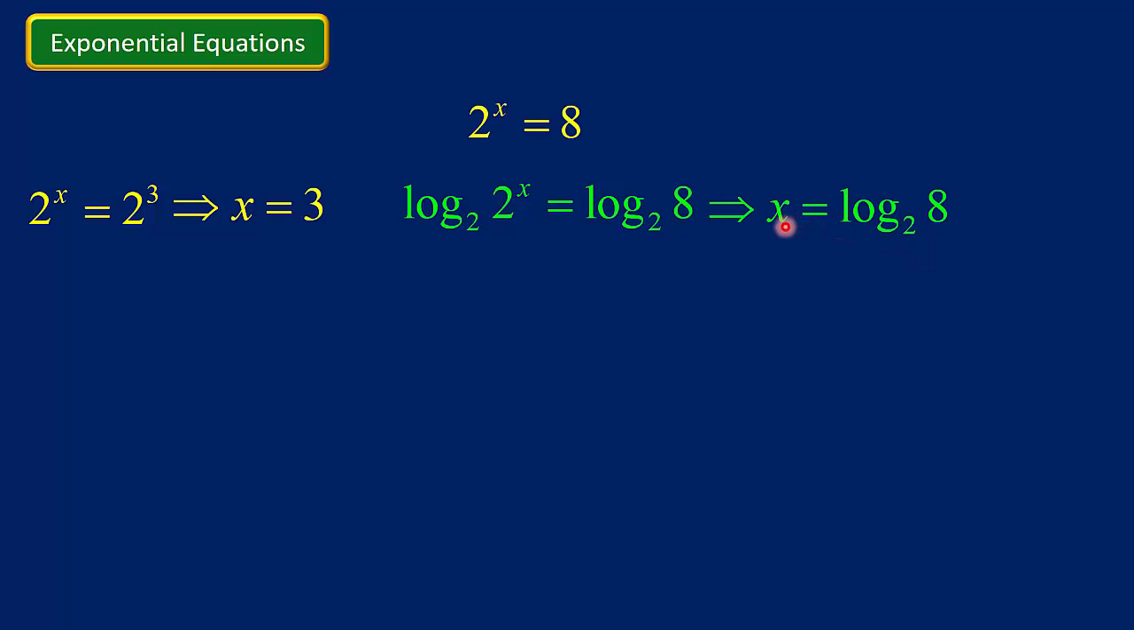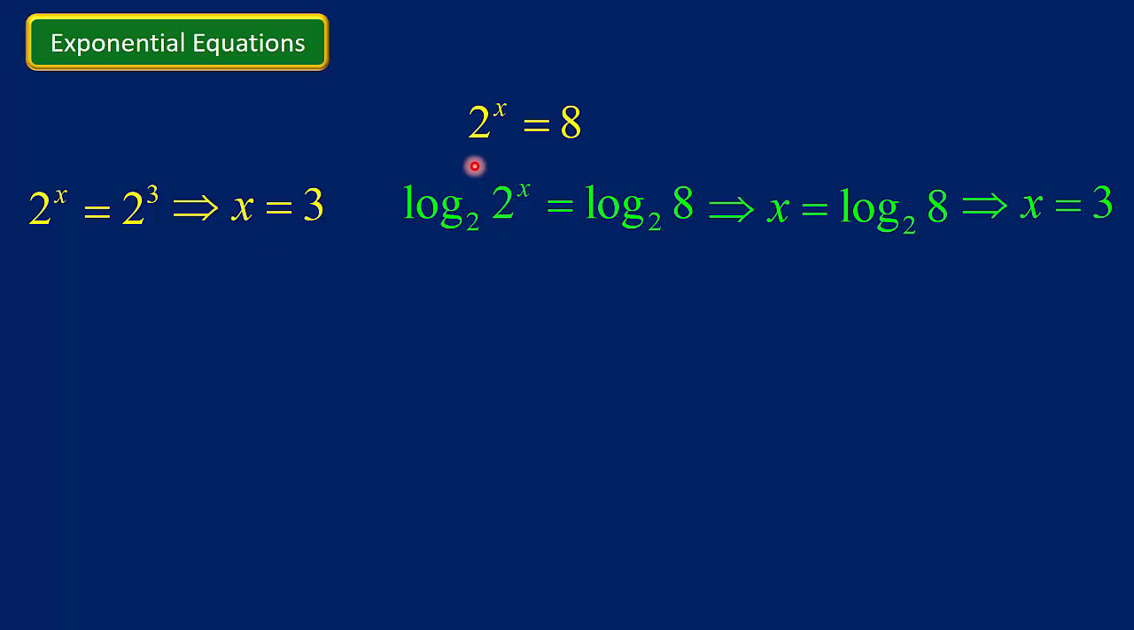And, of course, you've got this logarithmic expression. You can say 2 to what power is 8? Well, 3. So you can see that x is just equal to 3 there as well. Now, all three of these methods are fine. And, in fact, this first method is pretty cool, but it won't always work.